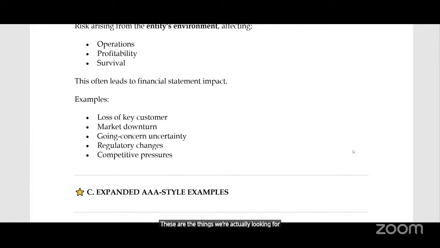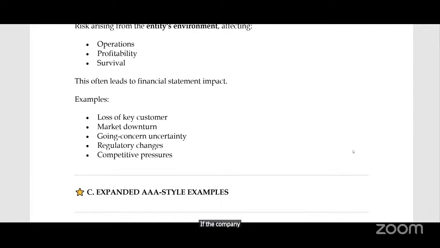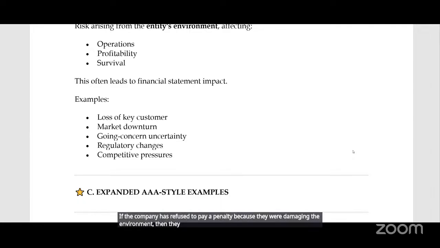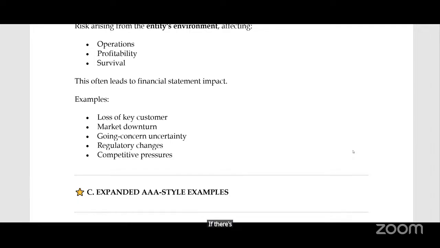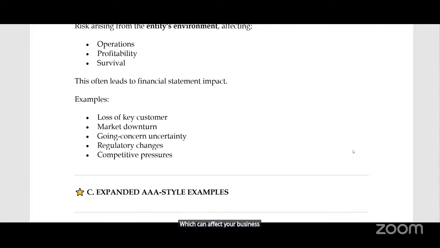If you spot those things, look at the implication on the financial statement. If the company has refused to pay a penalty because they were damaging the environment, then they have a going concern problem. If there's a media outcry that informs stakeholders like the EPA and the rest to come and shut you down, or you pay huge penalties, which can affect your business, is the auditor aware of that? Does it make sense?